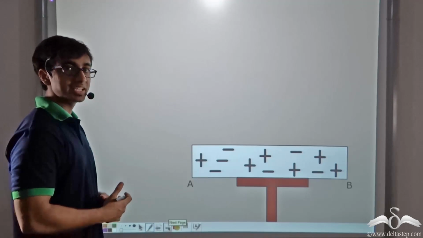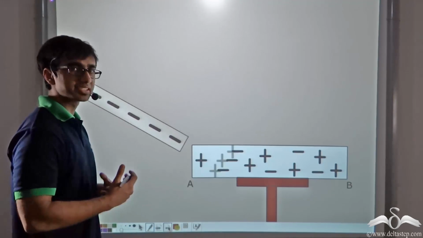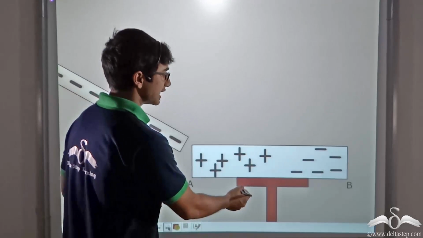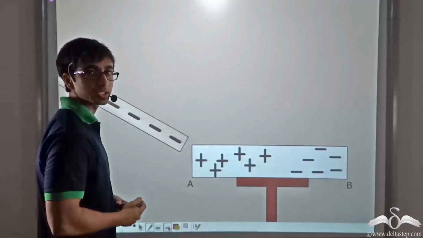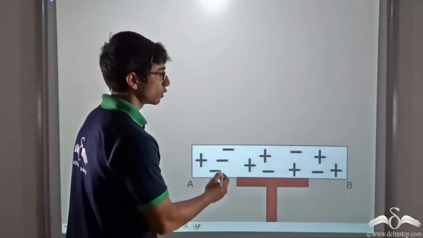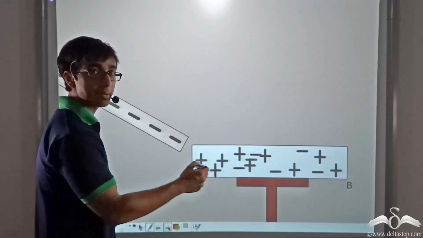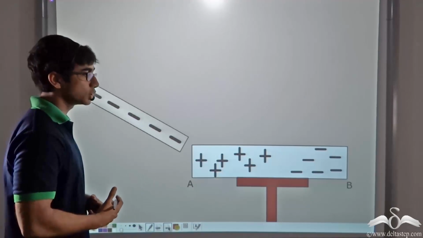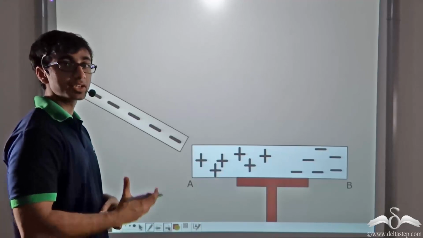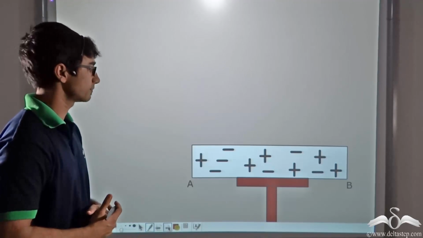Now the purpose of the insulated stand is very simple to understand. If there was no insulated stand kept over here, all the charges would have flowed down to earth if it was kept on earth. Because as we know, the earth is a very good source and sink for charges.